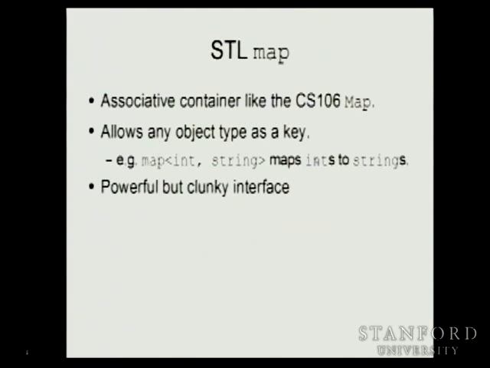The other one I want to call your attention to is the STL map. If you work with the STL, you need to know two containers, and the rest kind of follow from there. If you know vector and you know map, you've got the whole thing down. The STL map is like our Map, except that instead of going from string to some value, it's any key type you want to any value type you want. So you can map strings to ints. You can map ints to strings. You can map stack of queue of int to vector of double. I don't know why you would, but you have the ability to do so.